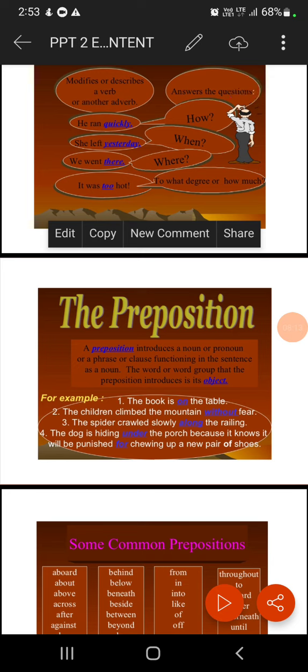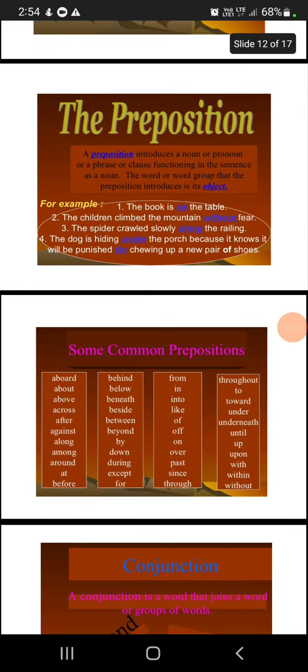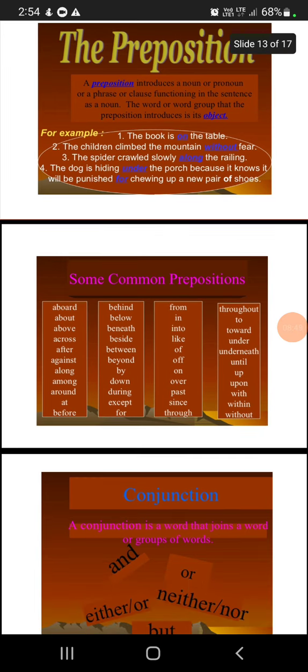The dog is hiding under the porch because it knows it will be punished for chewing up a new pair of shoes. So here the preposition words are on, without, along, under, for. These kinds of words are always called prepositions. Here we have some common prepositions: abroad, about, above, across, after, against, along. These are some common prepositions we use on a daily basis.